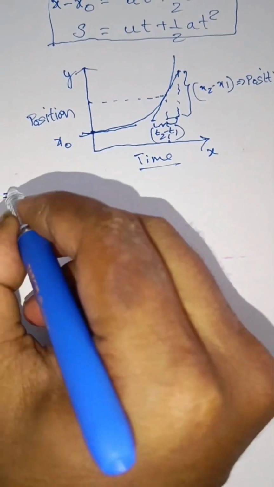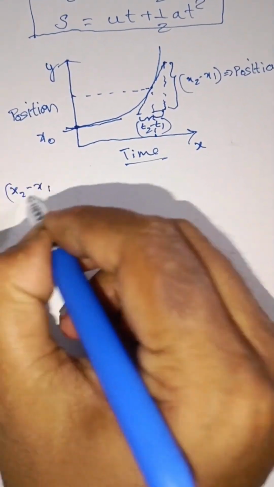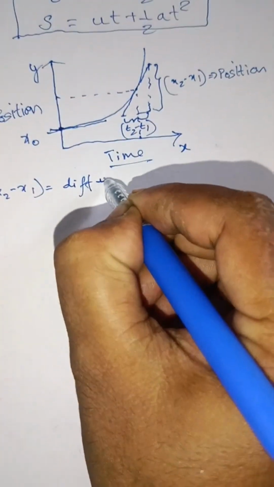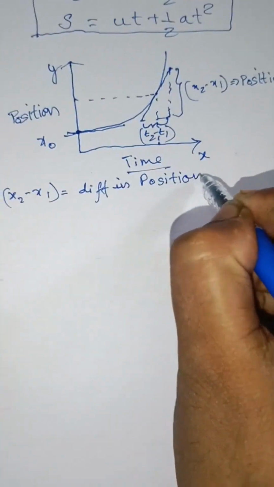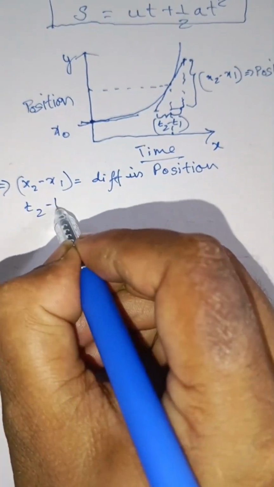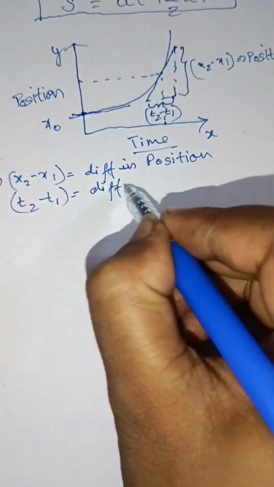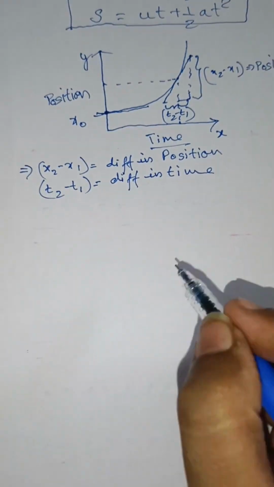So let us highlight this point first. x2 minus x1 is the position segment, the difference in position. Am I right or not? Next, we can also write t2 minus t1 is equal to the time segment, the difference in time. So with this graph, what can you define?